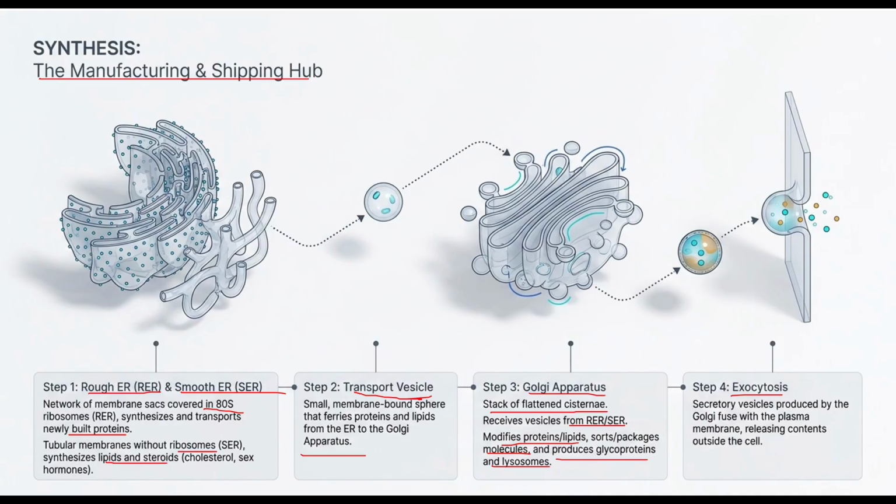Okay, the last process is exocytosis. So the secretory vesicles produced by the Golgi fuse with the plasma membrane, releasing contents outside the cell. Okay, so this is what happens. First it is produced, then it is transported, and then it is moved out through exocytosis, right?